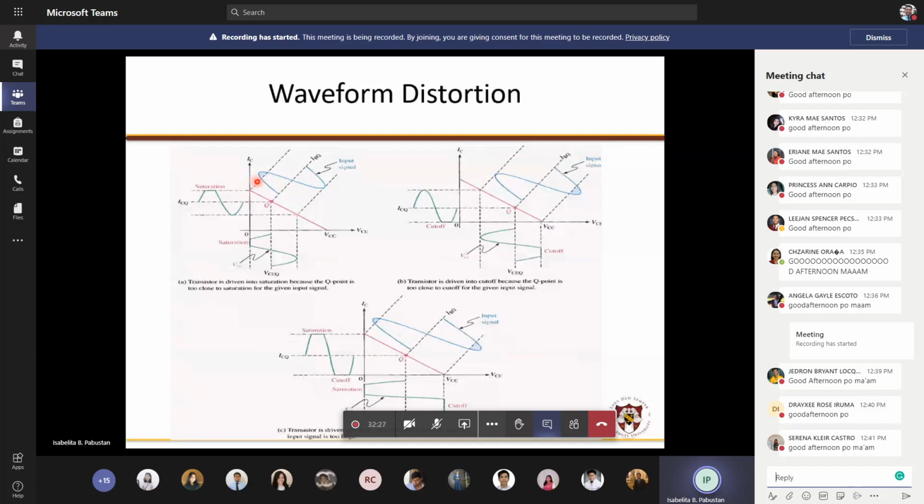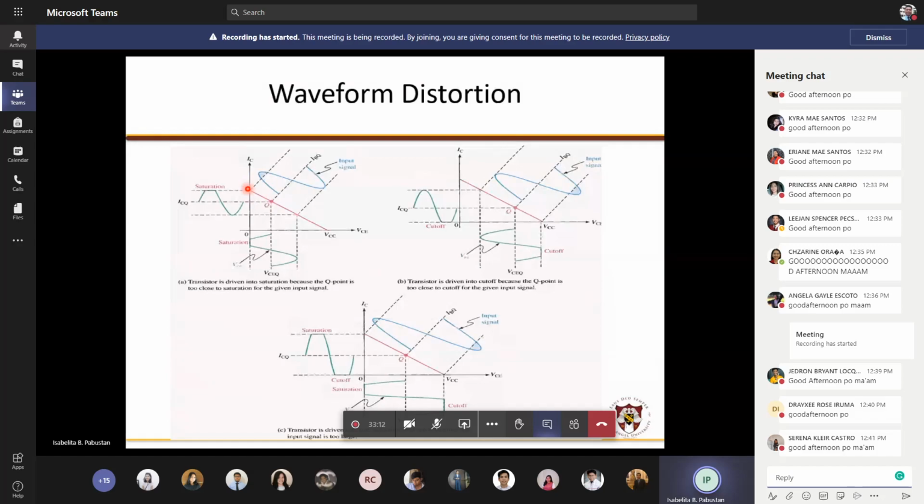There will be clipping if you operate near the saturation. Let's say, for example, this is the Q point. And this is another, di ba, you have here IBs, and then you have the corresponding IC. So let's say you operate on this Q point, which is very near saturation. Ito yung cutoff, nandito yung saturation. Yung regions of operation of your transistor, di ba? Saturation dito, dito cutoff.